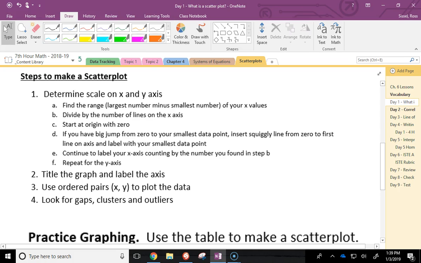First step is determining the scale on an X and Y axis. You remember last quarter when we were making our graphs and we said, okay, they're going to go 2, 4, 6, 8 up on the Y axis or something? That's your scale. Your scale is telling you how many it's always jumping from line to line, and it has to be consistent. So to determine that scale, here, A through F are all the steps.